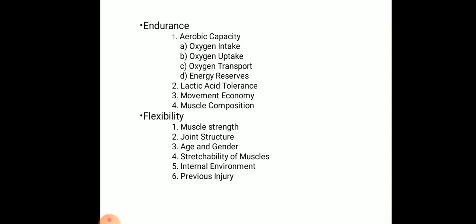genetically. And the next one is the physiological factors determining flexibility. The first one is muscle strength. The range of movement possible at a joint, or flexibility, depends upon a number of factors. Some of the factors are not trainable, but some factors are trainable to an extent. The various factors which determine flexibility are described below.